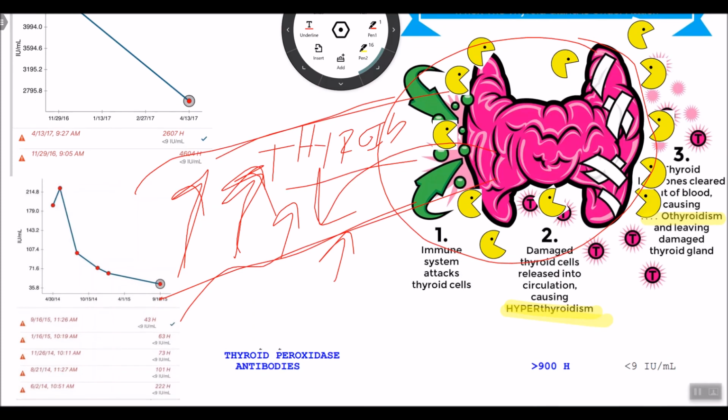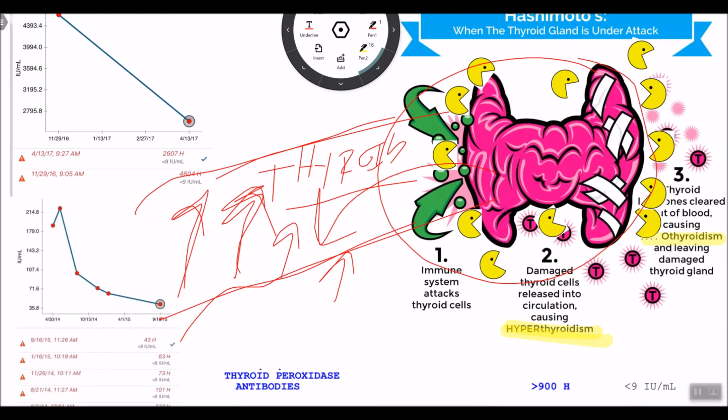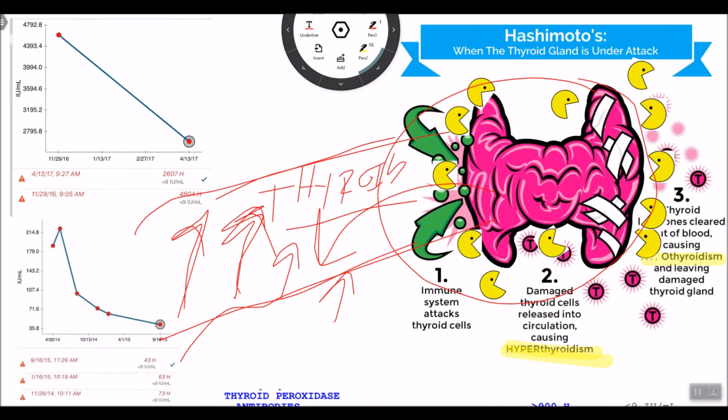Okay, so that concludes the talk on hypothyroidism. I hope this has brought some clarity to you so you actually understand what hypothyroid is, and in particular Hashimoto's disease. Because if you have a hypothyroid problem, you have a 90% probability that you have Hashimoto's disease, which is no longer a simple problem, which is an autoimmune disease.